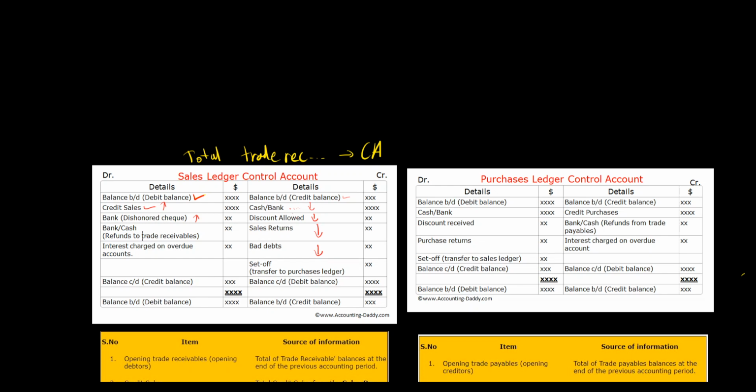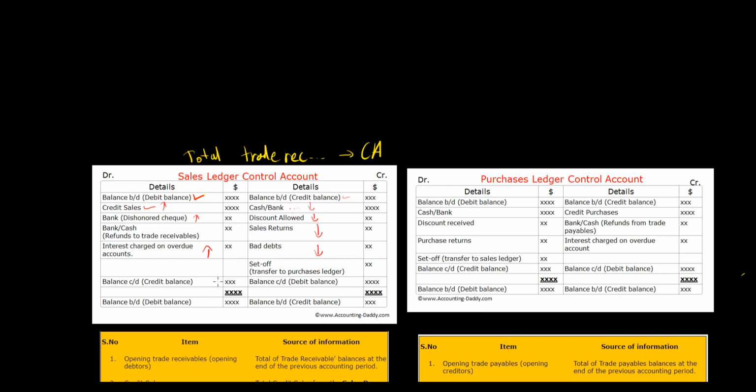All right. And yeah, interest charged on overdue accounts. This is also your receivable. It will increase your trade receivables. Now he owes us this amount. Interest charged on overdue accounts. He hasn't paid in a while. We'll charge him interest for that.